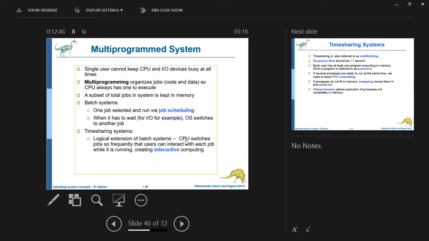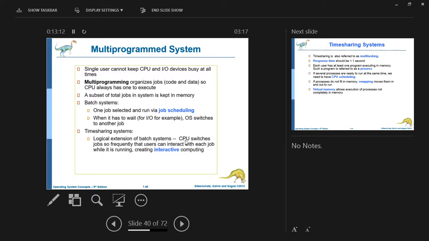Multi-programmed systems. A single user cannot keep the CPU and IO devices busy all the time. Multi-programming, if you have a multitasking operating system, you can keep the CPU busy, right? That's how the time sharing operating system came into being. Windows, a multitasking operating system, also came into being. Multi-programming organizes the jobs, code and data, so the CPU always has something to execute. A subset of total jobs in the system is kept in memory.